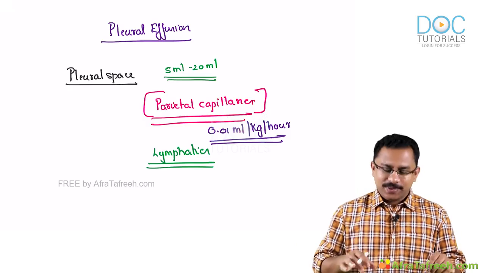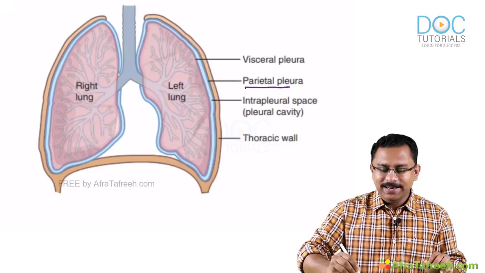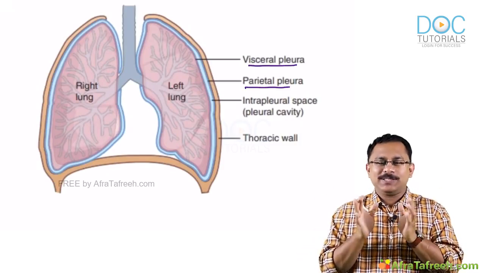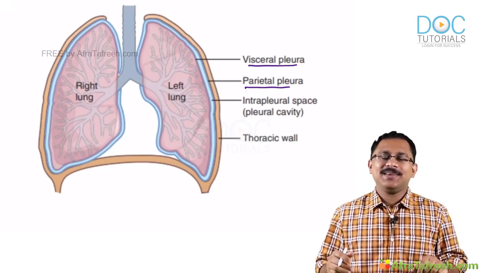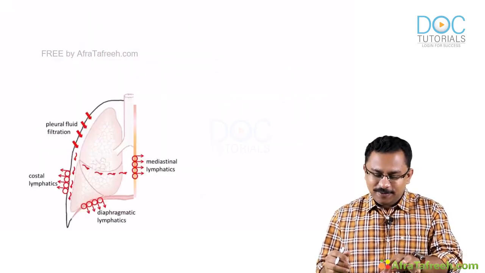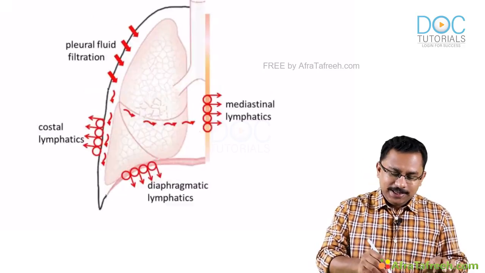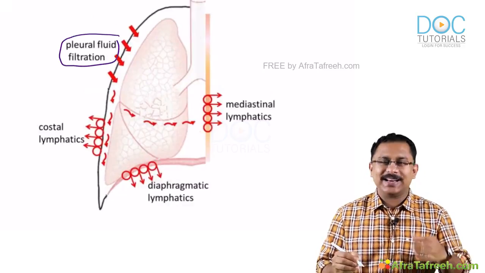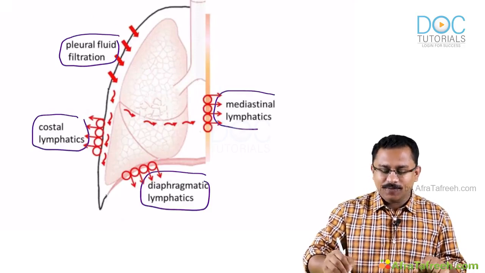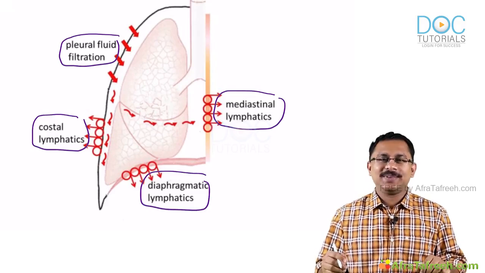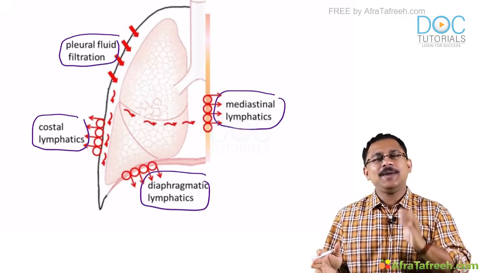That is the rate at which the pleural fluid is formed, but correspondingly there is a reabsorption by the lymphatics. So you see here, between the parietal pleura and the visceral pleura, you have the pleural space, which normally has about 5 to 20 ml of fluid. This fluid is formed by the parietal pleura capillaries, and once formed, it is reabsorbed by the various lymphatics. That is how the normal balance of pleural fluid is maintained in the pleural cavity.